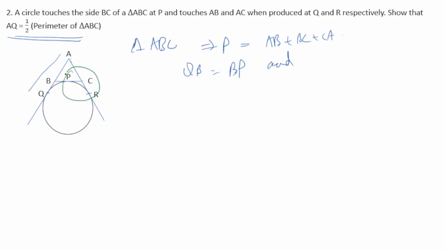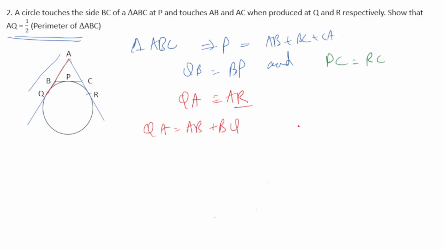And point C is an external point. So the tangents drawn from point C towards the circle are equal. PC and RC are the tangents drawn from the external point C and these both are equal. Point A is also an external point, so the tangents drawn from point A, that is QA and AR, are also equal. QA is equal to AR. And QA is what? QA is equal to AB plus BQ.